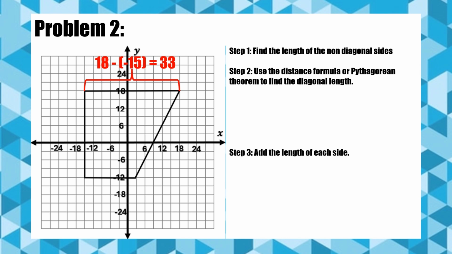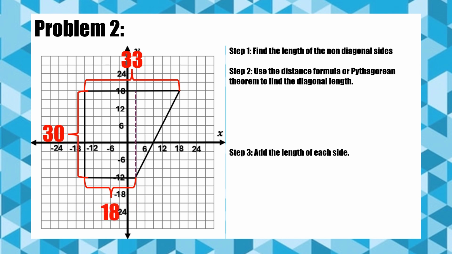We will use subtraction, and start with the top side of the trapezoid. To find the horizontal distance, subtract the rightmost point from the leftmost point, so 18 minus -15, which is 33. Next, we will find the length of the left side. To find the vertical distance, subtract the top point from the bottom point, so this will be 18 minus 12, which is 30. Finally, we will find the bottom side of the trapezoid by subtracting 3 and -15, which is 18.